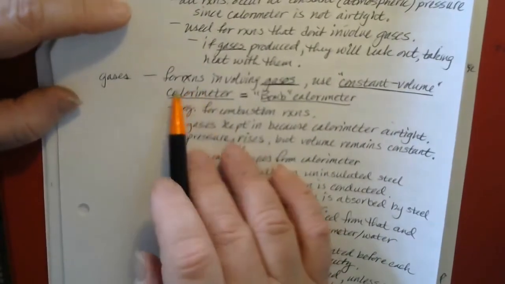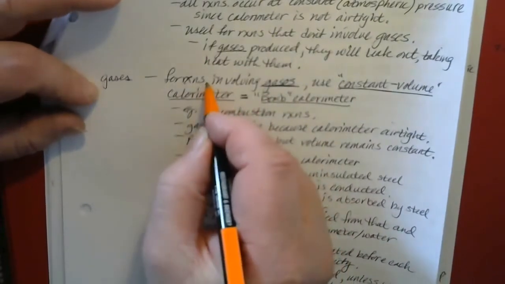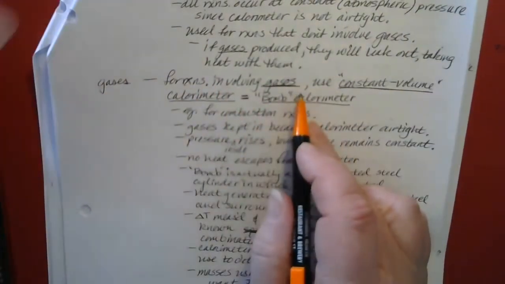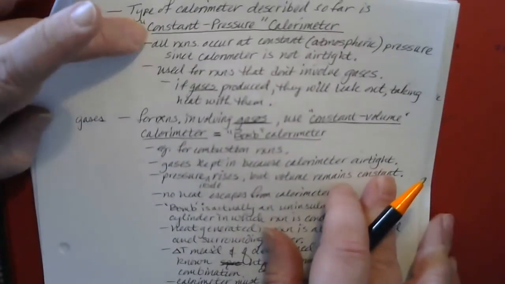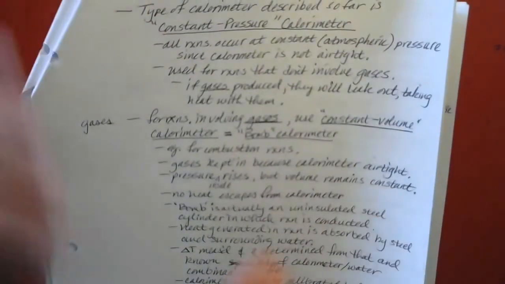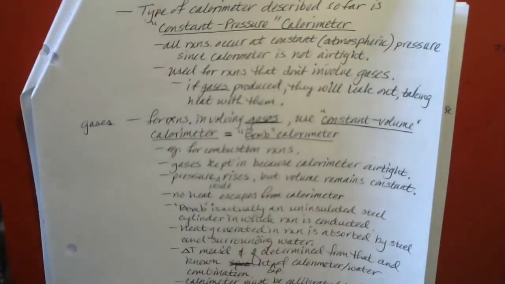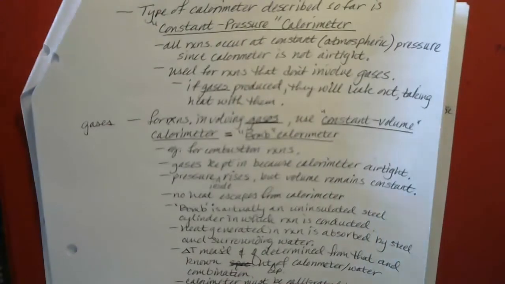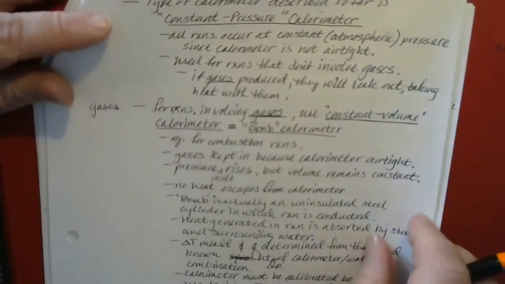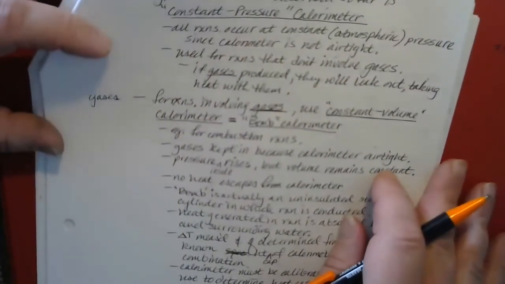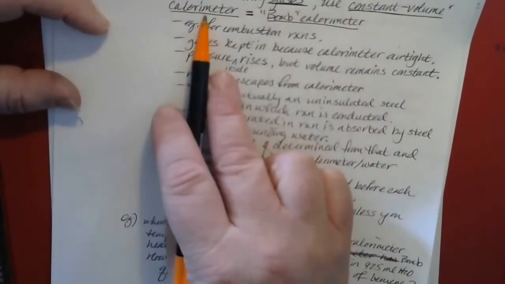So anyway, in this type of calorimeter, we often use it for reactions that involve gases. We don't like to use constant pressure calorimeters for reactions that involve gases because if your reaction produces a gas in a constant pressure calorimeter that's not airtight, like I said, the gas will just go off into the air and be lost. And the gas can take heat with it. So we don't want to lose the gas. We want to hold it in. And the way we hold it in is by using one of these constant volume calorimeters.